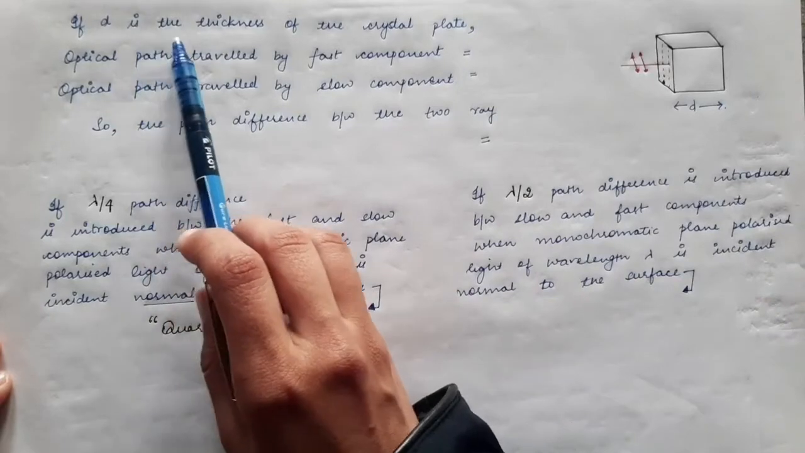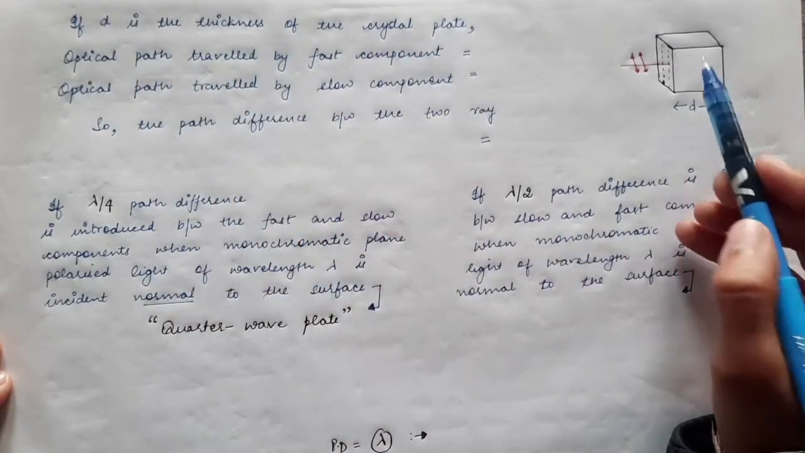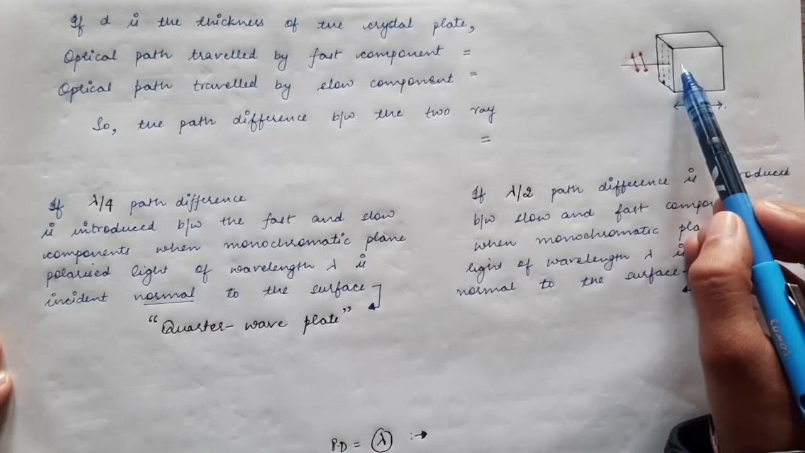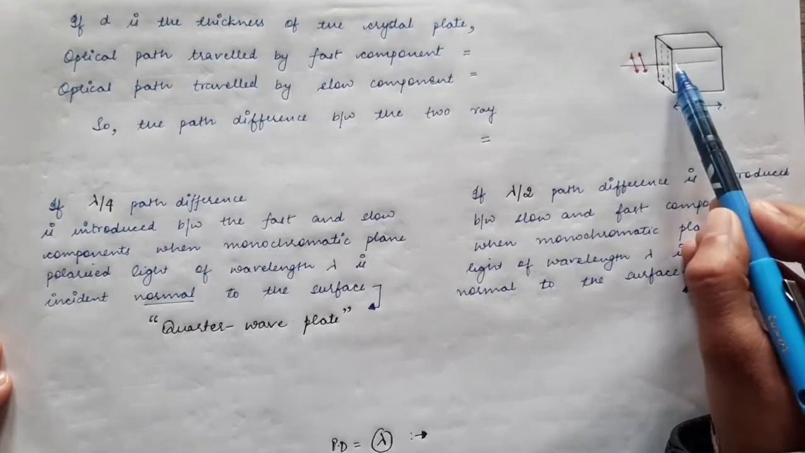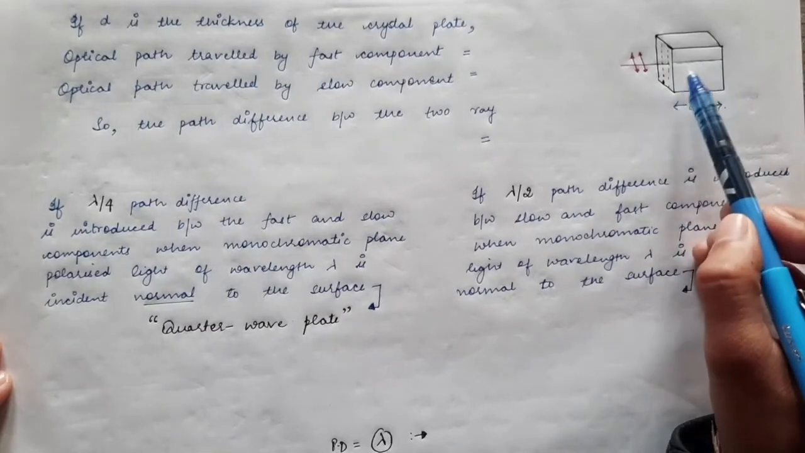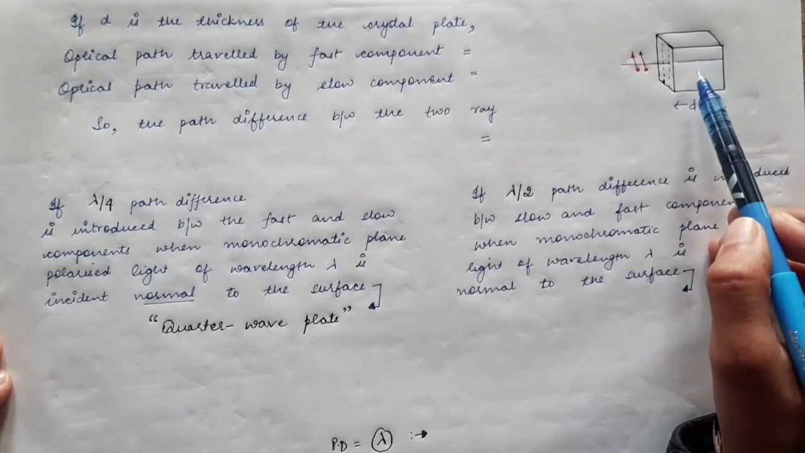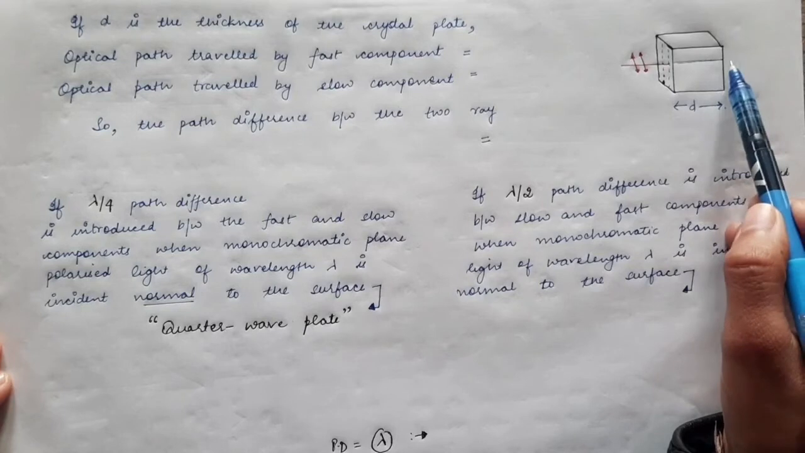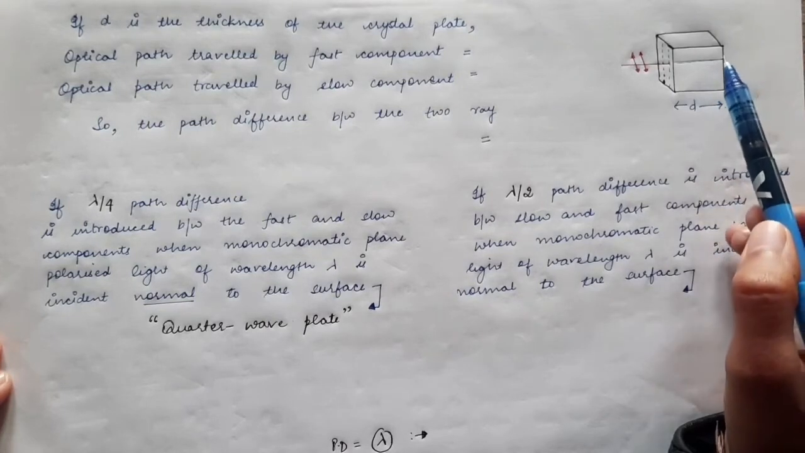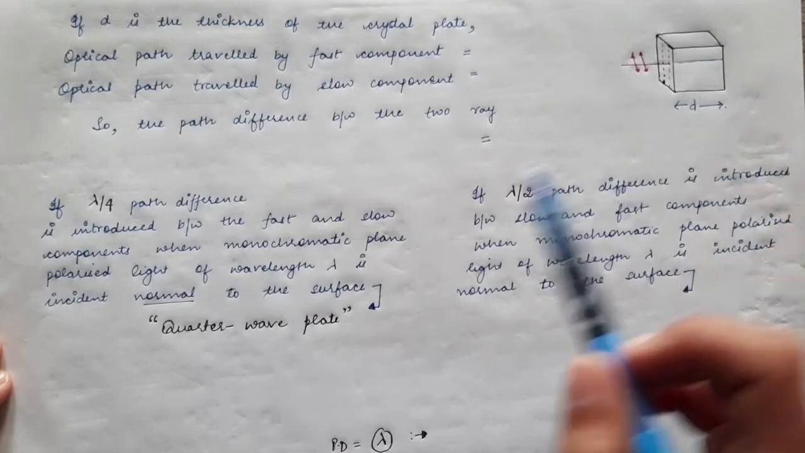Now let's say D is the thickness of the crystal plate. These two orthogonal components will travel inside this plate with different velocities. So one will come out earlier than the other one. The one moving at a greater velocity will come out earlier. So this is the retardation, that one component is moving at a greater speed.